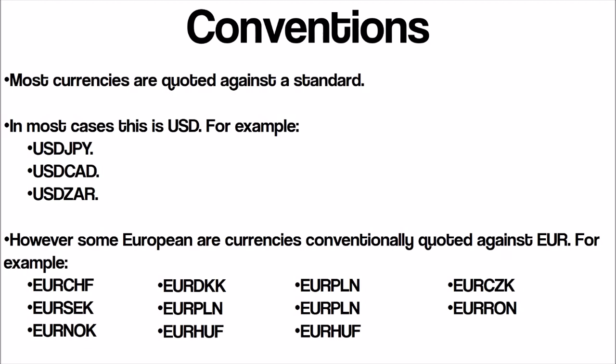There are some examples where this is not the case. There are a number of currencies which trade conventionally against the euro, and these are generally currencies in the European Economic Area or nearby. So we have things such as Euro Swiss, which is EUR CHF, the euro against the Swiss franc, and Euro Stocky, which is the euro against the Swedish krona, and so on. Euro Noki, which is the euro against the Norwegian krone. And there are plenty of others. So these are the main examples which trade.